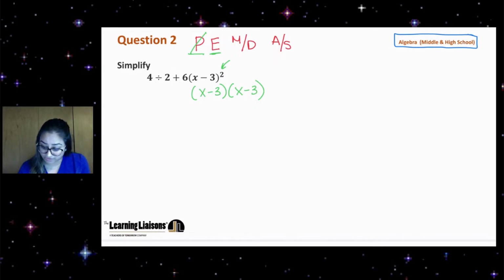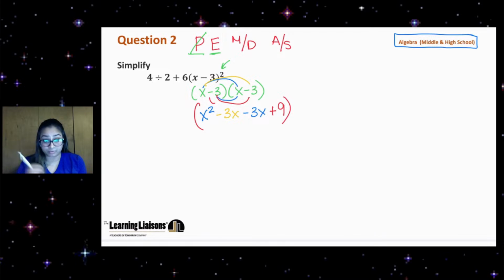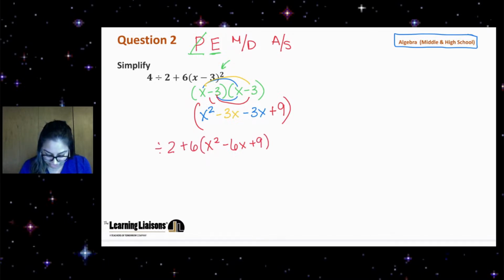So let's go ahead and do this function. X times x is going to give us x squared. X times negative 3 is going to give us negative 3x. Then we do negative 3 times x, give us negative 3x. And then we have negative 3 times negative 3 to give us positive 9. We're going to combine our like terms and then bring everything else down. So x squared minus 6x plus 9. Now bring everything else down. The 6, the positive, the 2, the division, and the 4. All right, well, we're finished with our exponent.